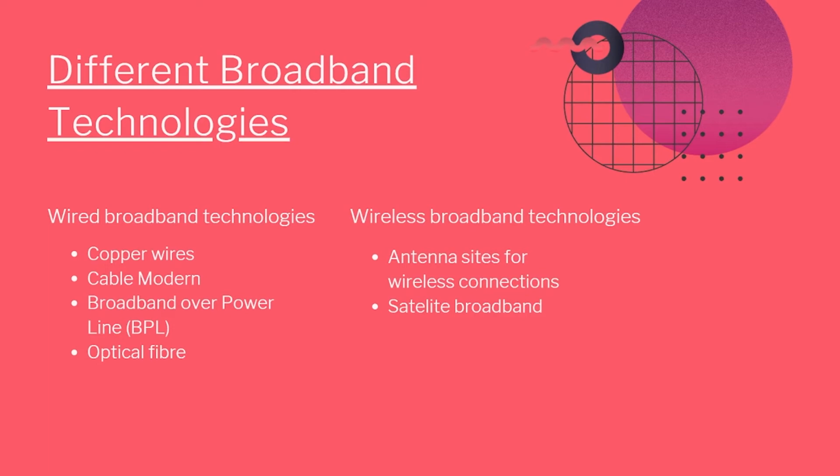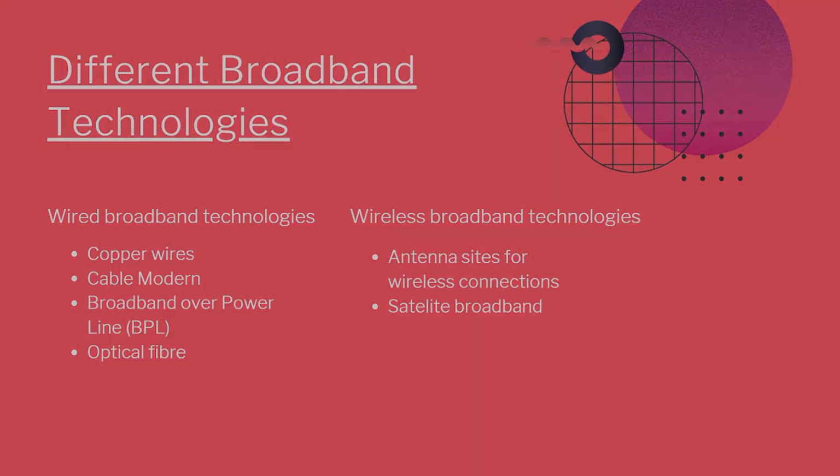So these broadband technologies are categorized into wired broadband technologies and wireless broadband technologies. The wired broadband technologies are the copper wires, cable modem, broadband over power line or BPL, and optical fiber. While the wireless broadband technologies are the antenna sites for wireless connections and satellite broadband.